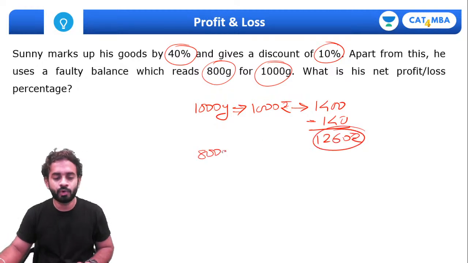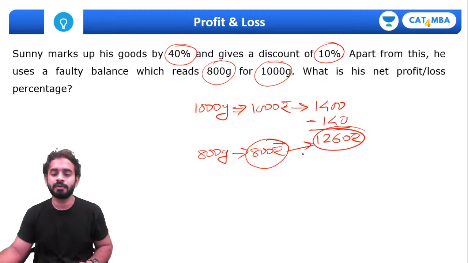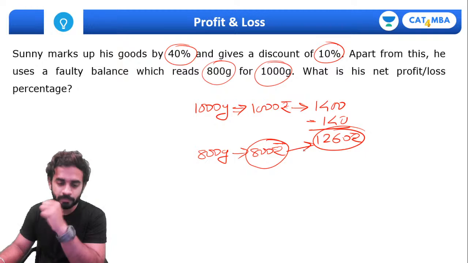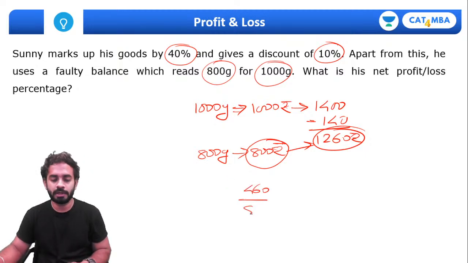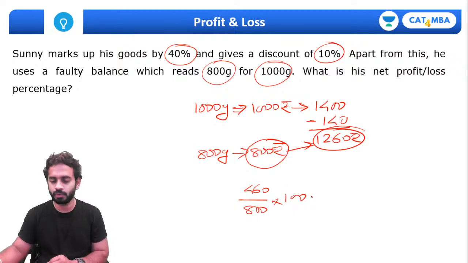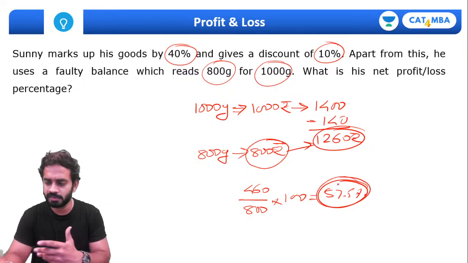And he is actually giving you only 800 grams. So the cost price of 800 grams will be 800 rupees. And the goods worth 800 rupees, he gave at 1260. So on 800, how many rupees of profit was made? 460 rupees of profit, right? So just tell me 460 upon 800, because 800 is the base value, multiplied by 100. So what will be the answer in this case? It is nothing but 57.5%. So this will be the answer. So in a simple way, in this approach, you can easily find out the answer.